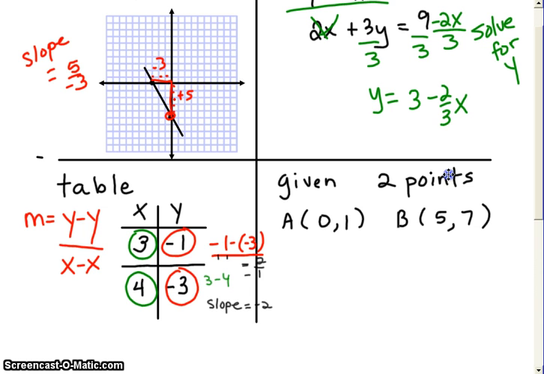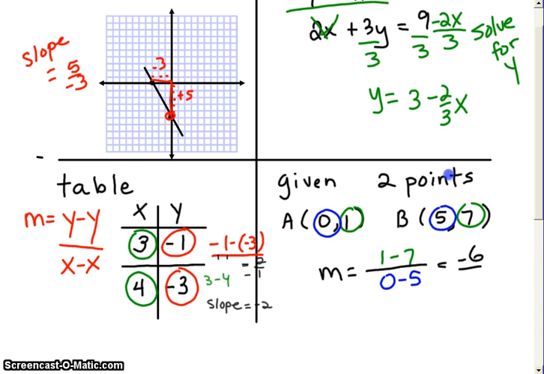All right, if I'm given 2 points, then it's the same process. It's going to be y minus y, so 1 minus 7, and then x minus x, so 0 minus 5. So m is the slope. 1 minus 7 is negative 6. 0 minus 5 is negative 5. And negative divided by negative is positive. So positive 6 over 5 is my slope.